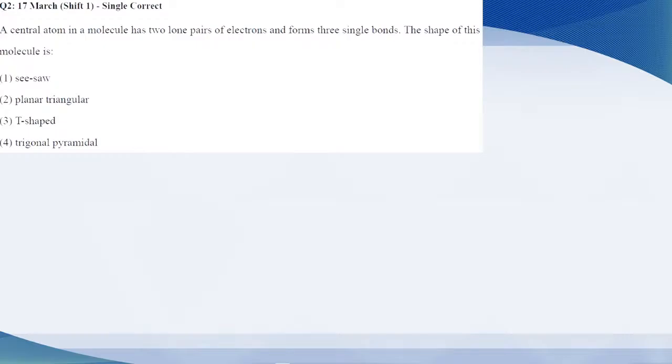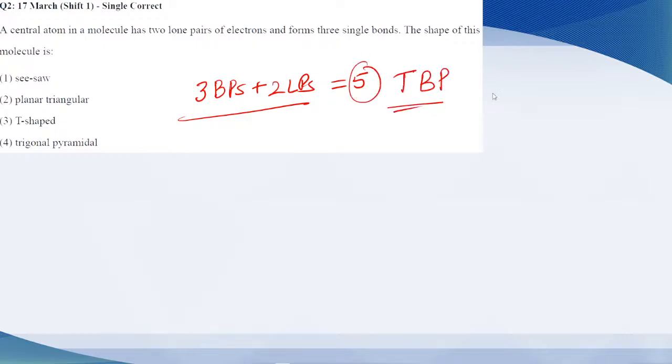Next, a central atom in a molecule has 2 lone pairs of electrons and forms 3 single bonds. So what is the shape? 2 lone pairs and 3 single bonds means 3 bond pairs and 2 lone pairs. So total 5. And you know the arrangement is trigonal bipyramidal. But it talks about the shape. Trigonal bipyramidal is the arrangement when we arrange them.